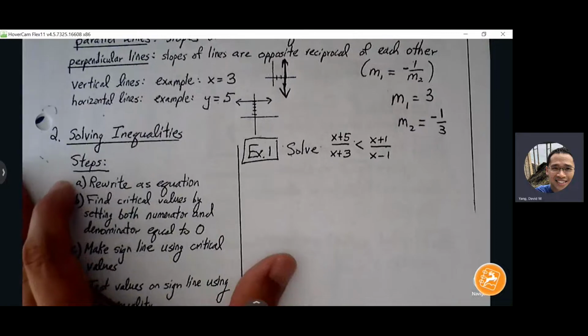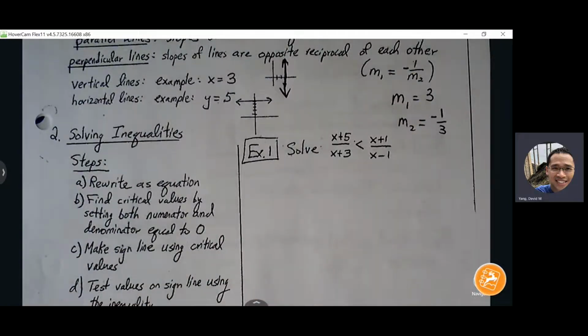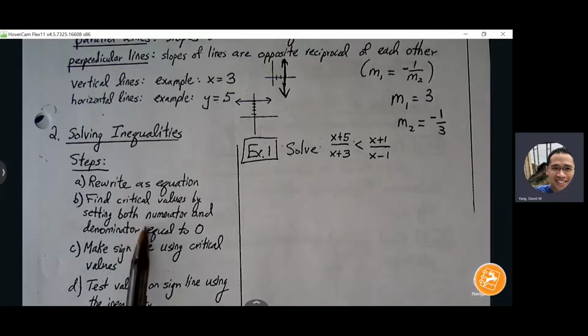All right, so I'm going to go through this step by step here. The first step is when we deal with inequalities, we're going to first write our problem as an equation. The reason why is because then we can get the information that we need, which is critical values. We're going to find critical values by setting both the numerator and the denominator equal to 0.